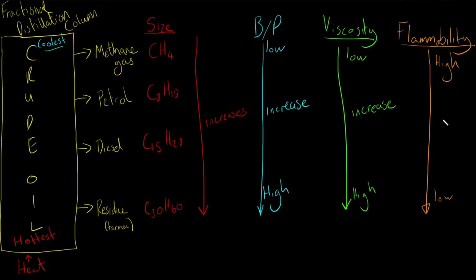So our final trend here, flammability, is the kind of odd one out. It does not increase this time as we go down the column, it instead decreases as we go down the column. So those are our four trends. This is what we really need to be able to appreciate from our fractional distillation column. How does size change? How does boiling point change? How does viscosity change? And how does flammability change? And I think that's probably quite a good place for us to end the video there.